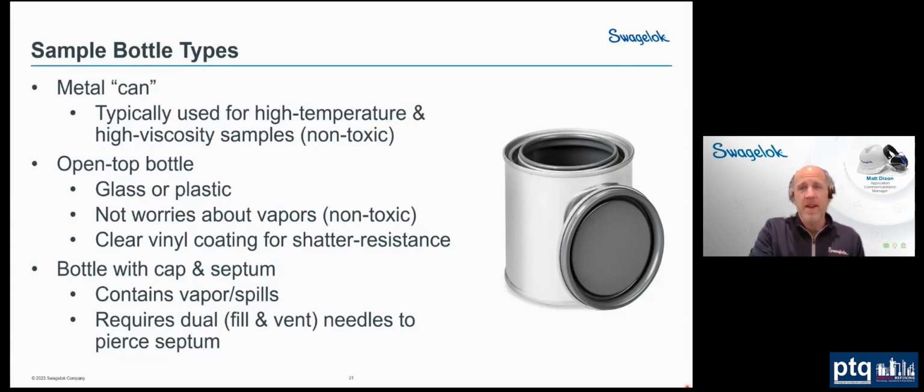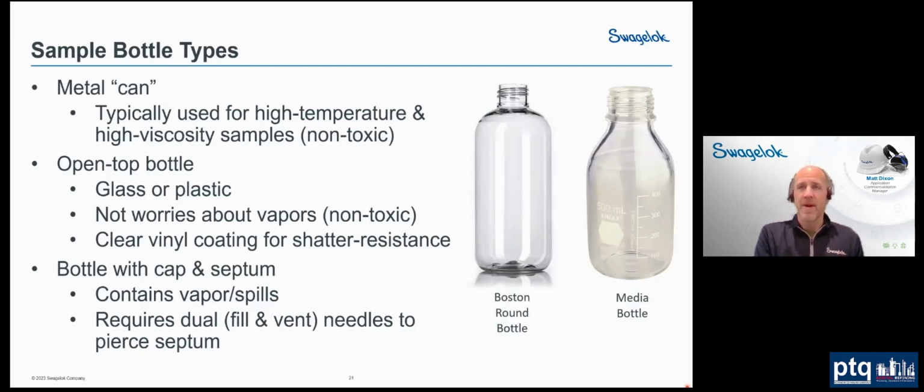If you don't have a high temperature, high viscosity sample, then probably a better option would be a glass bottle. A glass bottle, of course, is impervious to just about everything except HF acid. And if you are trying to sample HF acid in a glass bottle, you're probably in trouble anyways. So definitely glass bottle is something for non-toxic samples. You can get things like a vinyl coating on there to help prevent shattering if you drop it. It's still going to break, but maybe it's going to keep the big chunks of the bottle together.